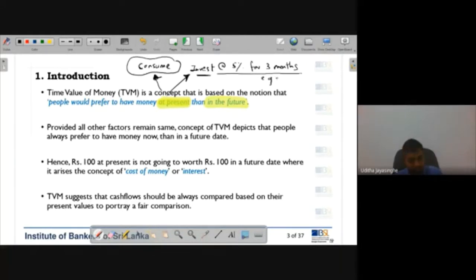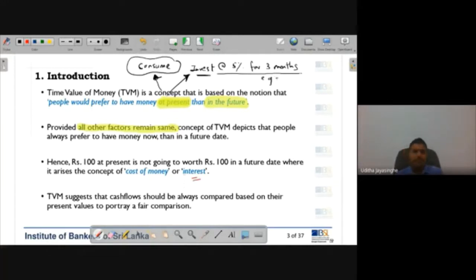There are some factors to consider, so we are going to assume that all these factors remain the same. In such circumstances, the time value of money concept says that money now is always better than money at a future date. Third point: hence, 100 rupees at present is not going to be worth 100 at a future date, where the concept of cost of money, or interest, arises. So this is the birthplace of the word interest.